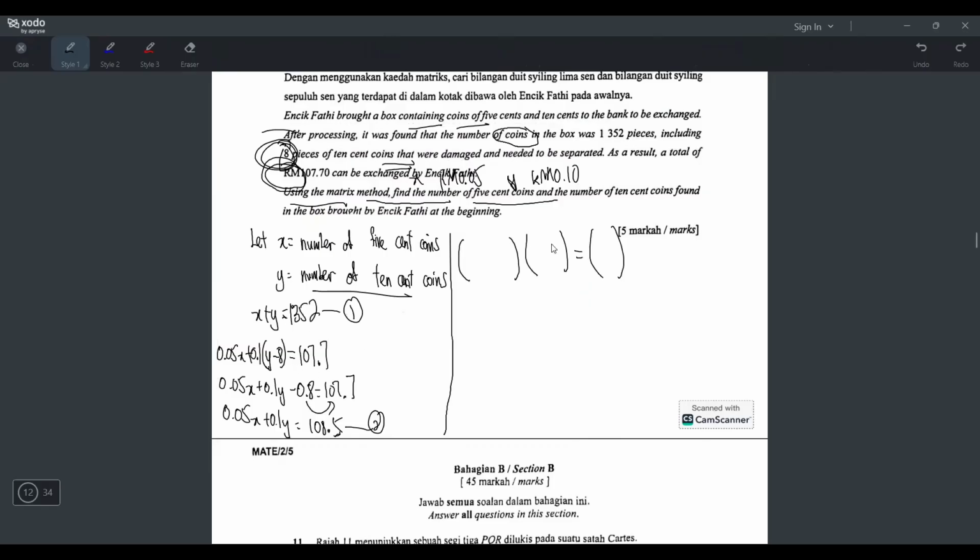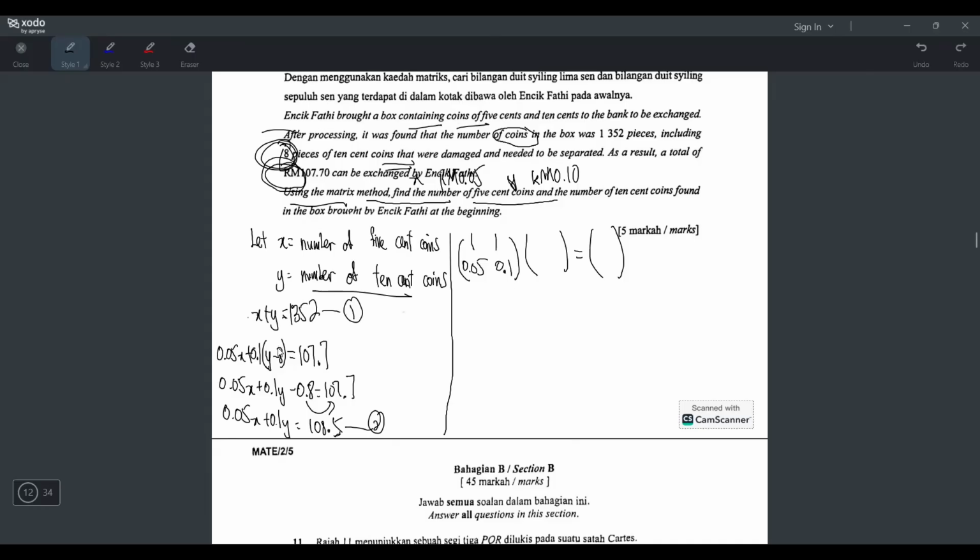Okay, how to convert this to matrix form is actually very easy. In the first bracket, you have to write down the values, or you can say the coefficients. It means you will focus on the value in front of x and y. So in front of x here is 1, so write 1. The value in front of y here is 1, so write 1 also. Sometimes it's negative. If it's negative, then you put a negative. And then what about here? The x in front is 0.05, and the number in front of y here is 0.1.